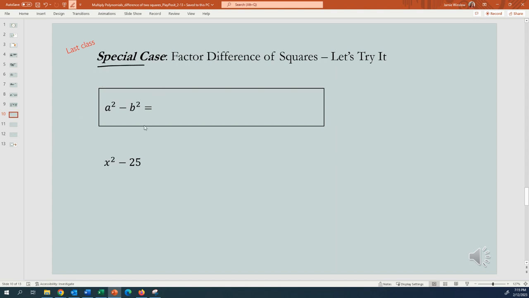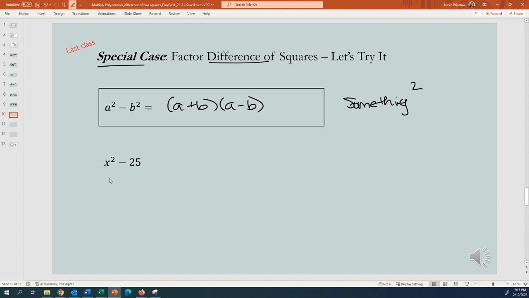If you ever have a binomial where you can write each of the terms as something squared and it's being subtracted, it's called a difference, then you can always write it as a plus b, a minus b. Whatever those terms are, it's just plus and minus, and you're done. You've factored it.